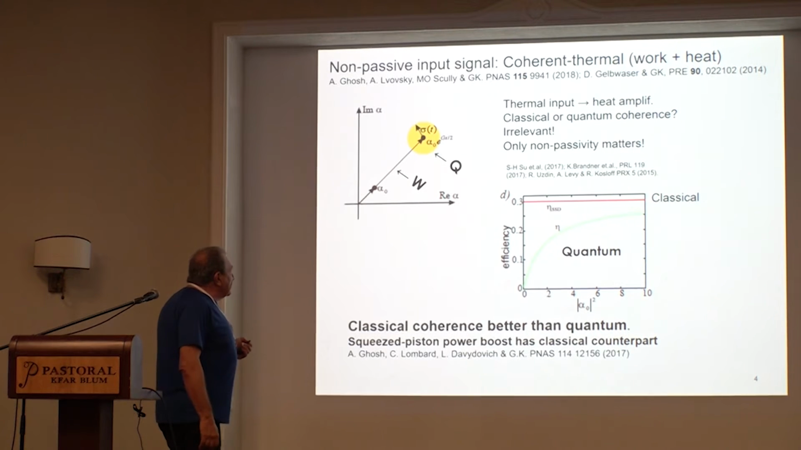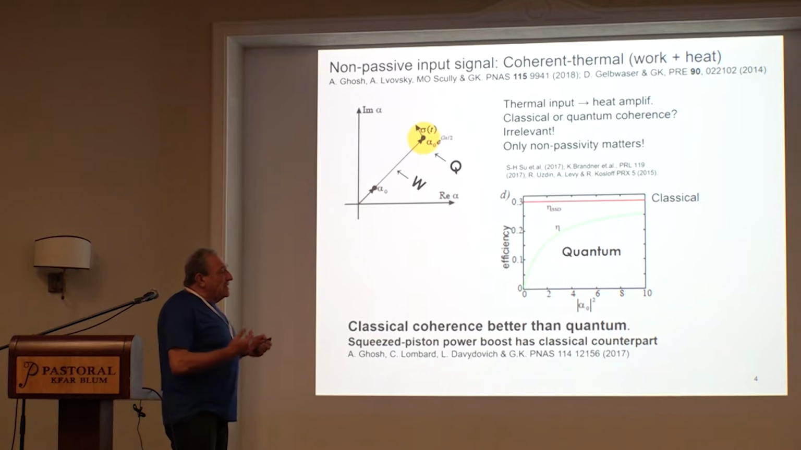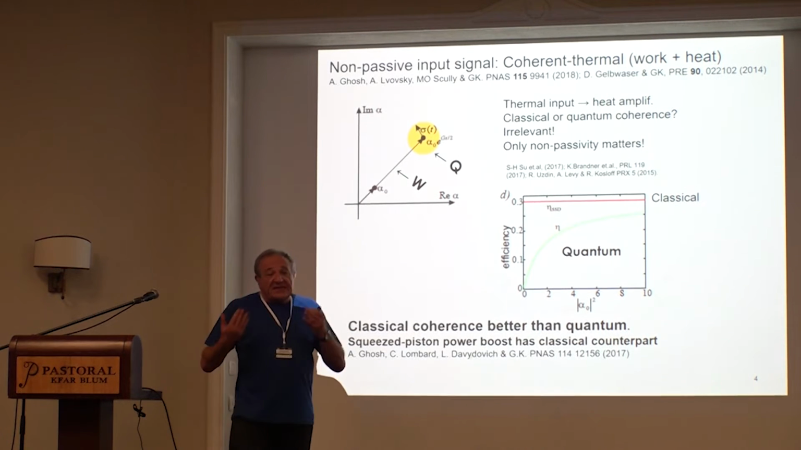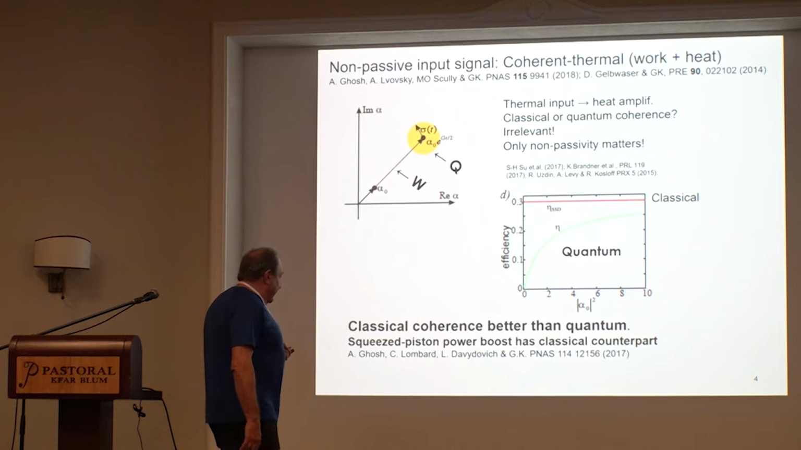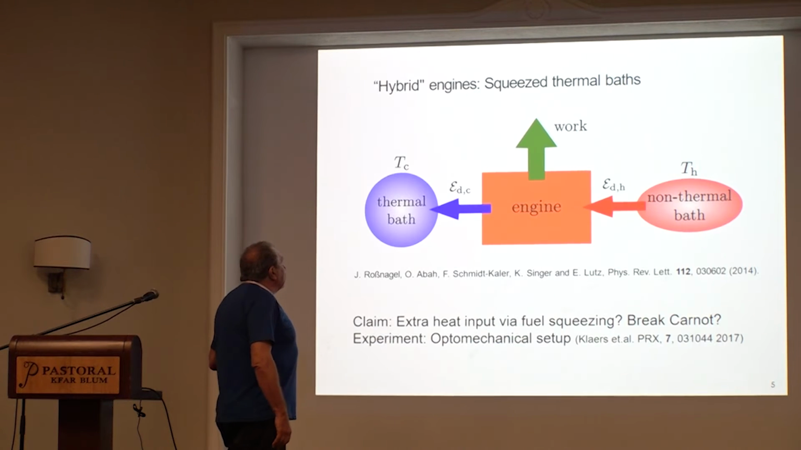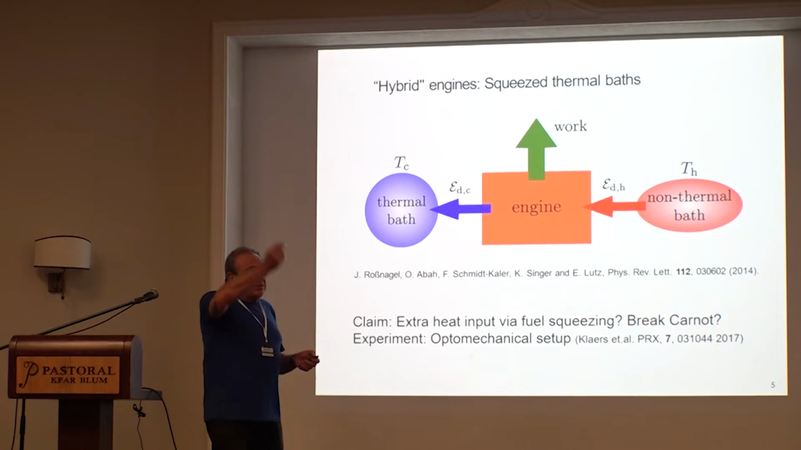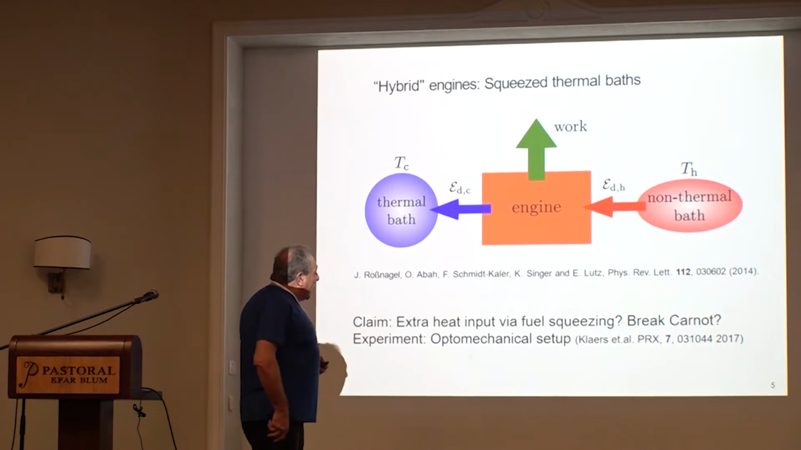Now, you may try to be more sophisticated, and instead of using a coherent state, you can use a squeezed state. We did that as well. And the result is that that too has a classical counterpart, so you cannot claim a unique quantum advantage there. Now, there was another proposal. Well, if it's not the piston that has to be quantum, then perhaps the bath.